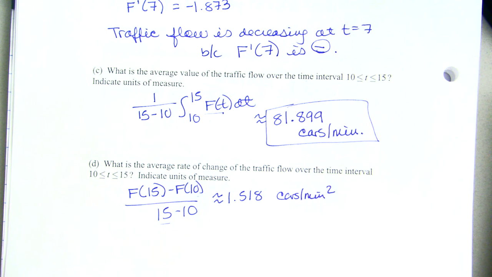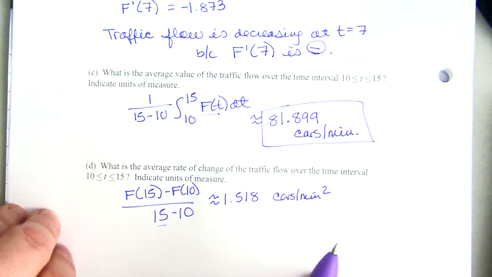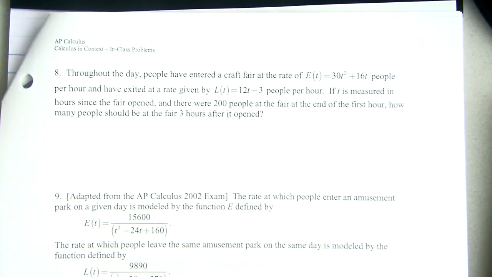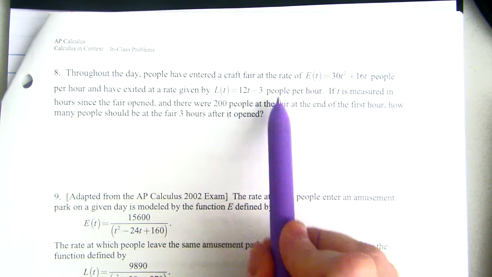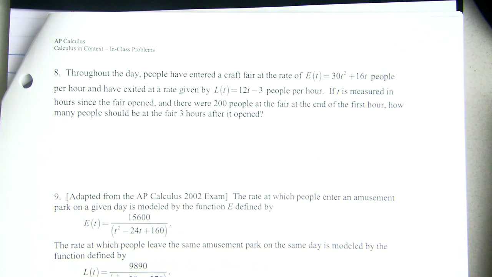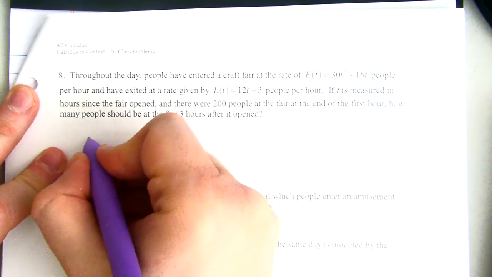There is one last problem I need to show you, and then we'll finish up the packet tomorrow. Take a moment and read number 8, please. I have two different functions here. I have E of t and I have L of t. Well, let's see. I'm starting with 200 people at the fair. Some people are entering at this rate, they're leaving at that rate. I want to figure out how many people are at the fair 3 hours after it opened. Well, I'm going to start with 200 people.